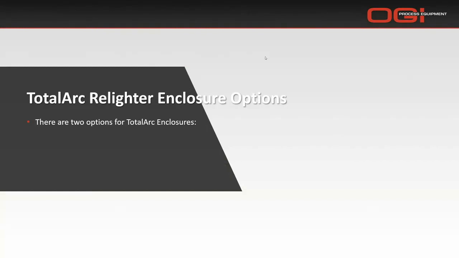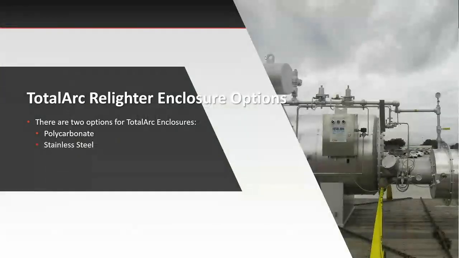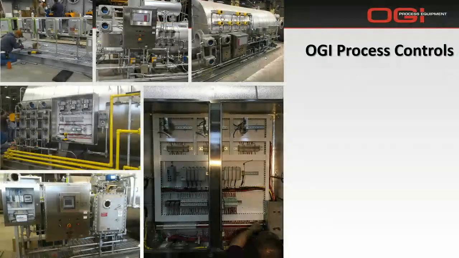With all of that, both of these systems, both the Relighter and the BMS, are available in a polycarbonate enclosure and in a stainless steel enclosure. This will be driven mainly by customer requirements they might have for specific locations. In general terms, that's everything we have for the TotalArc family overall.